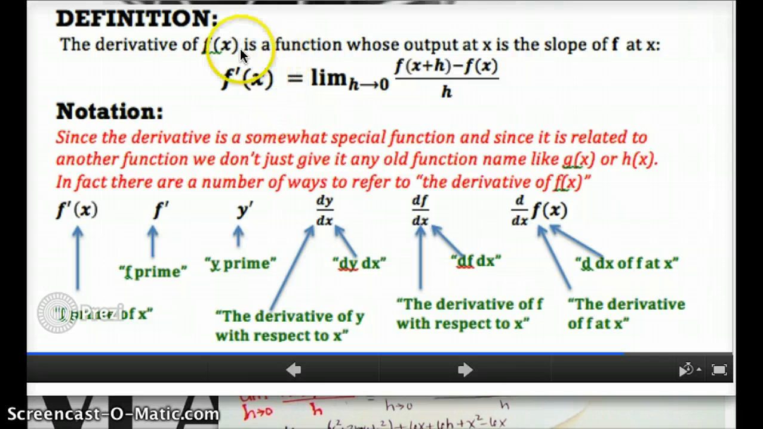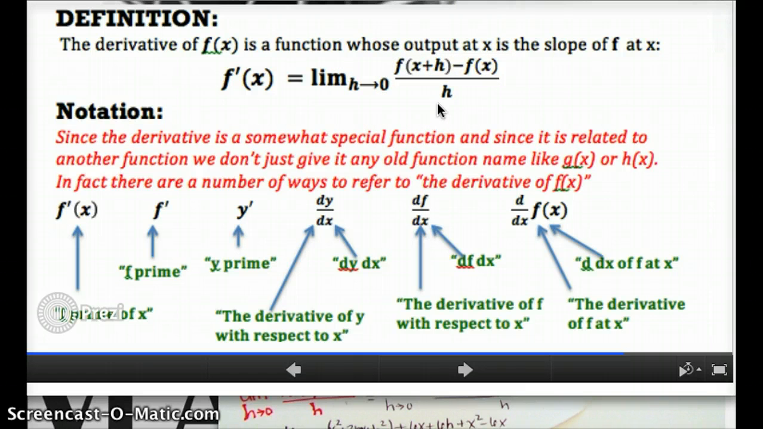Now, how do we talk about the new function? My favorite notation is the one that I've used here. It's read f prime of x, which is what's being covered down here by the Prezi logo. So I would say f prime of x equals the limit as h approaches 0 of the difference quotient.